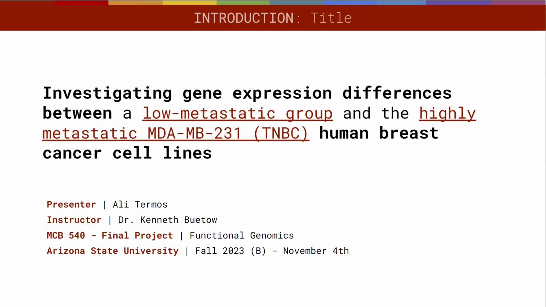Hello everyone, my name is Ali and I'll be presenting today about investigating gene expression differences between a low metastatic group and a highly metastatic cell line in human breast cancer. And I'll be using GEO2R to analyze differentially expressed genes and see some insights about that.